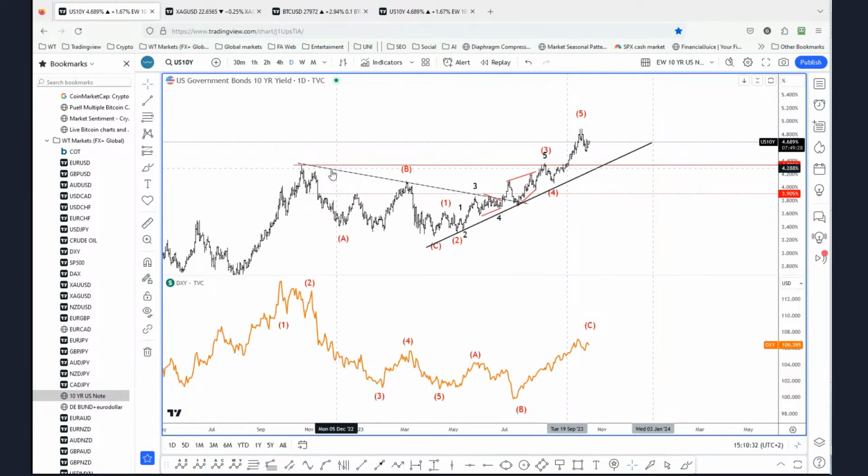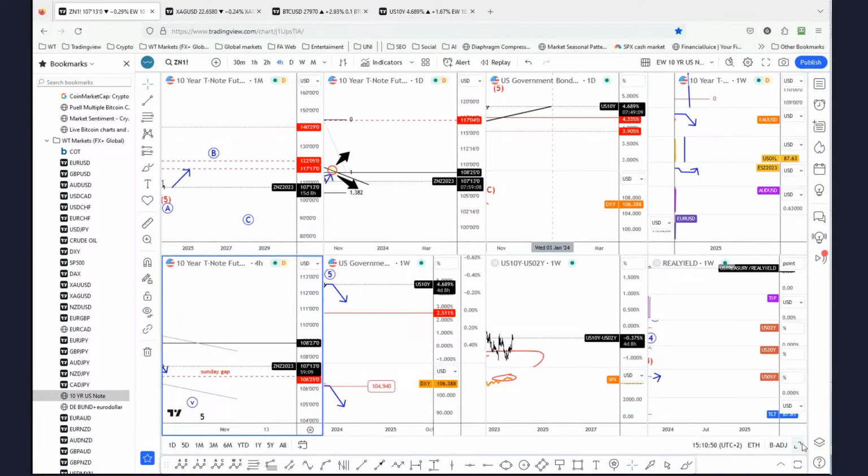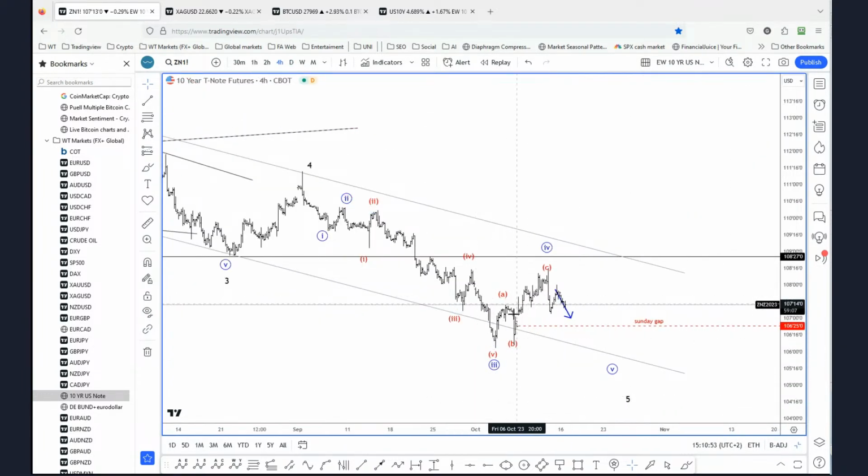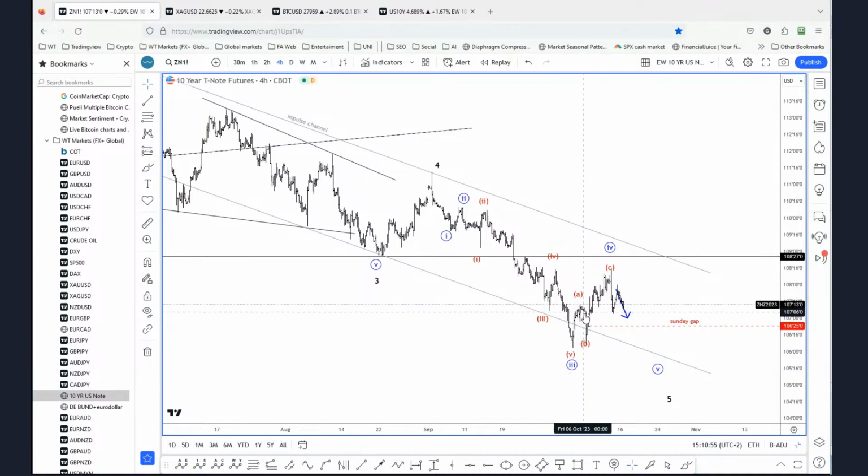Now we are still trading here above 4.3%. Okay, so there's definitely still an uptrend, and it would be too soon to say that we are topping out. I'm not really sure if wave 5 has finished here, or maybe there's another push to the upside coming. Looking at the 10-year US notes, there's definitely a chance that you count this rally from the lows in 3 waves. Okay, and that's still an ongoing downtrend.